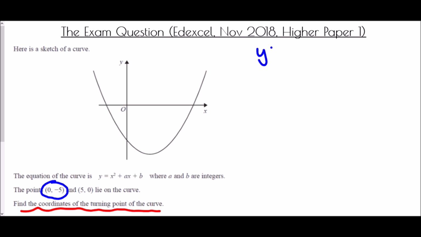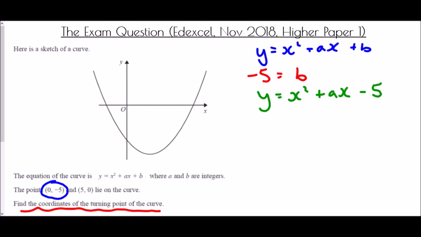And so if we go to the version we've been given, we've been told that when x is 0, y is going to be -5. So let's fill that in. So y is -5 when x is 0. So x squared is 0, ax is 0, and so we're just left with b. And so b is -5. So straight away we can now say that this equation is y equals x squared plus ax take away 5.